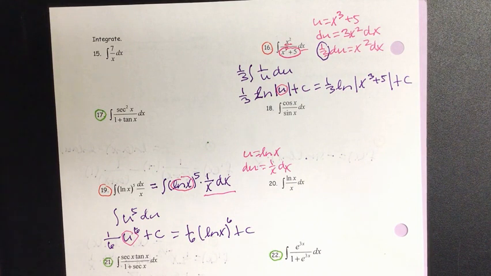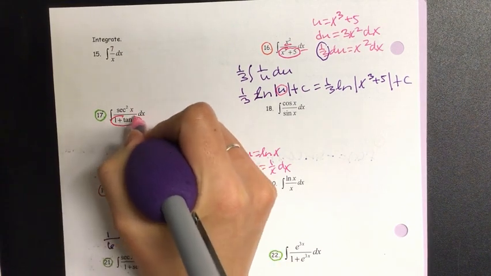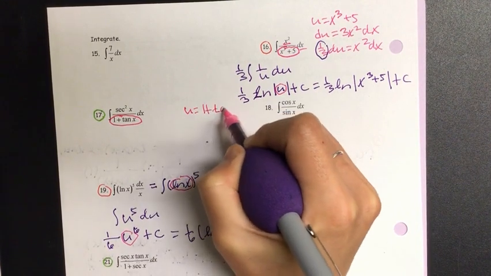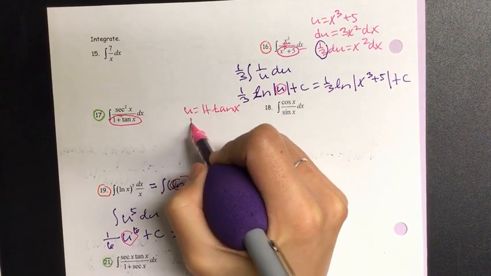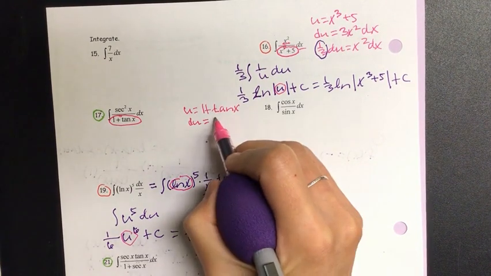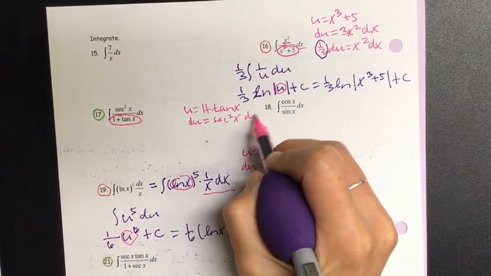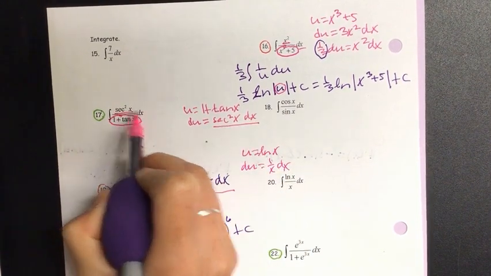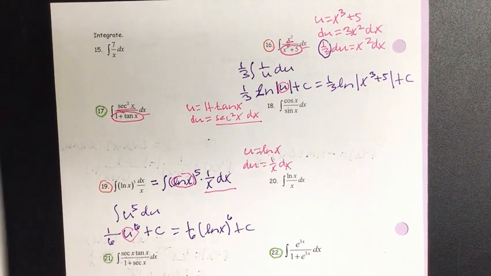Which one are we going to let u equal on number 17? 1 plus tangent, all of that bottom, yes. So let's write out u is equal to 1 plus tangent of x. And when I derive, we get du is equal to, what is the derivative of tangent? Secant squared. And do I have all that piece on the other? Yep, so we have all of it.